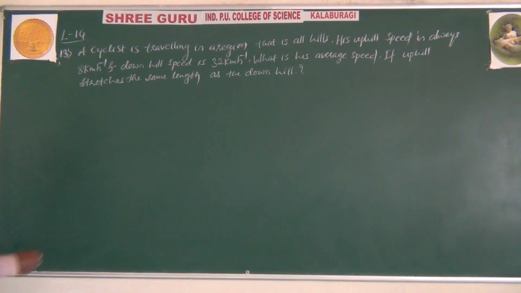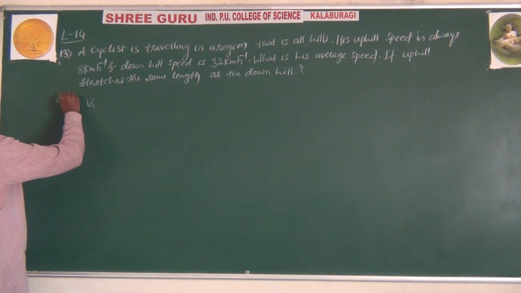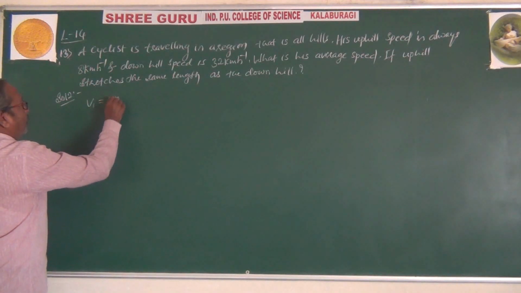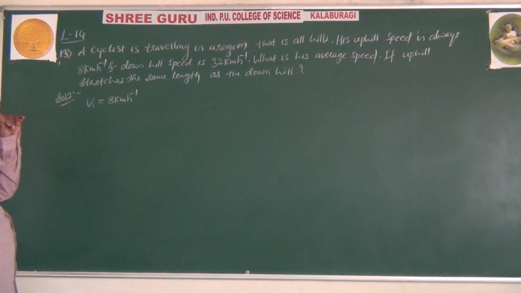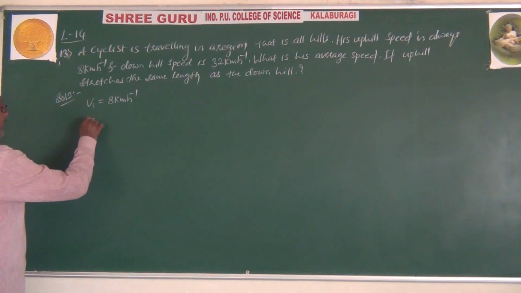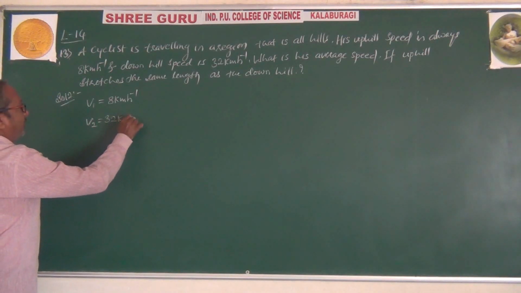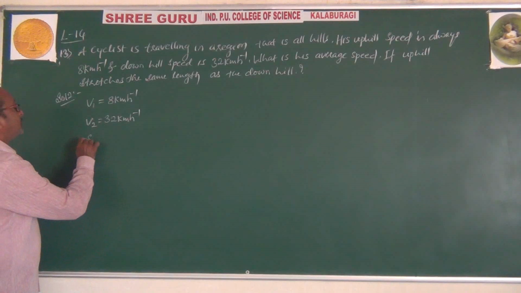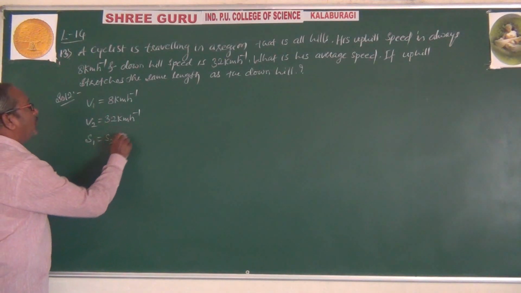His uphill speed, say uphill we will take V1, which is equal to 8 kilometer per hour. And downhill we will take V2, which is 32 kilometer per hour. What is the average speed? If uphill distance and downhill distance are the same, that is S1 equal to S2 equal to S.